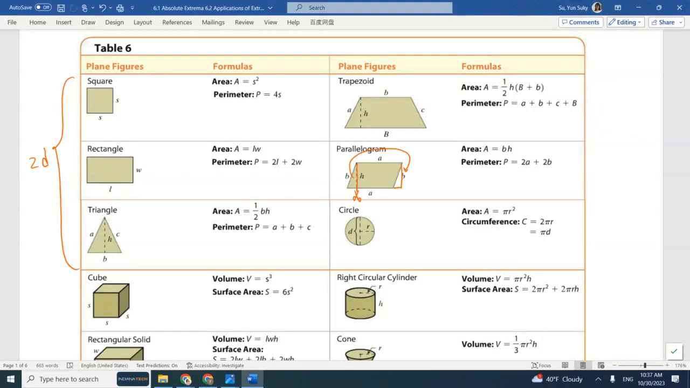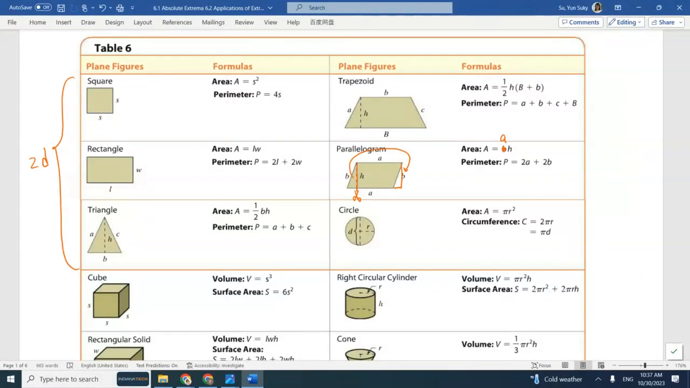Therefore, the base is A, right? And then times height. So parallelogram. Oh, okay, typo here. Usually we call the base B, but here let's put A, okay? So our base is A, so it's A times H. And the perimeter is 2A plus 2B. So far, so good, everybody?